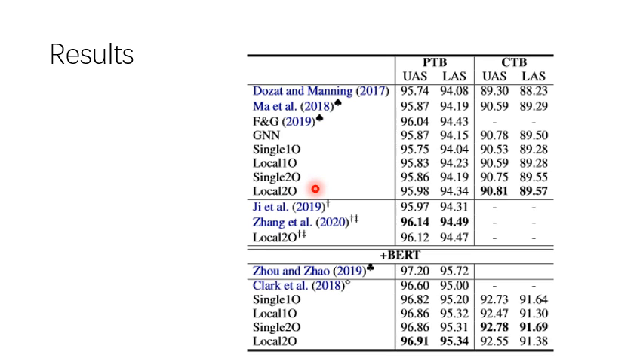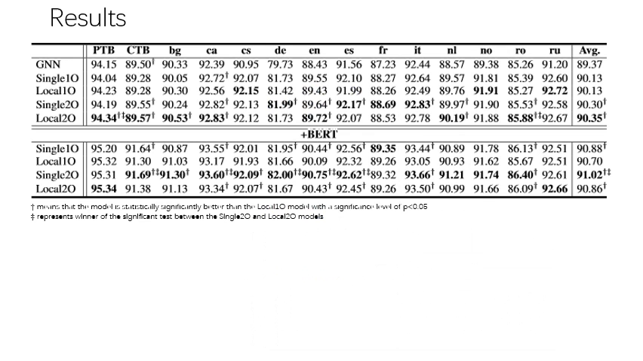It can be seen that without BERT, our local 2-O approach achieves state-of-the-art performance on CTB and has almost the same accuracy as the very recent work of Zhang et al. on PTB, which is a first-order tree CRF parser. With BERT embeddings, the local 2-O performs the best on PTB, while the single 2-O has the best accuracy on CTB.